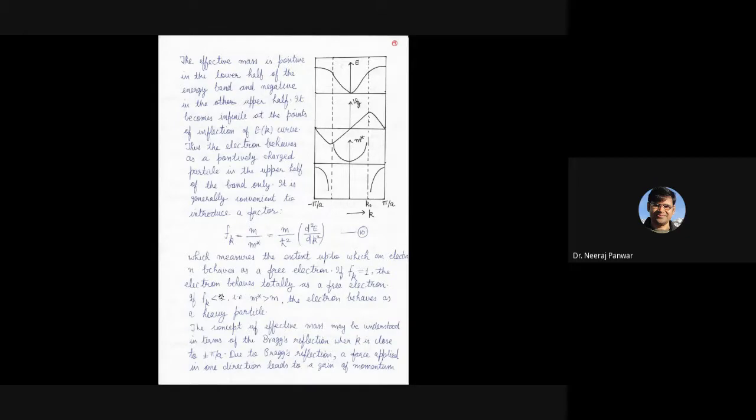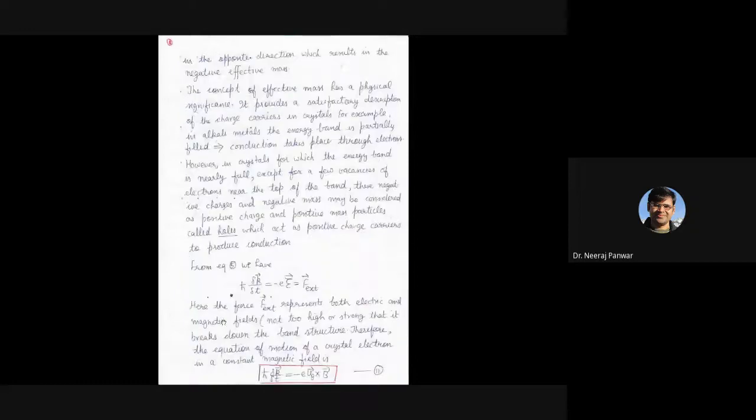If, however, Fk is smaller than 1, the effective mass of the electron would be greater than m. As we have discussed in the first few classes, there are heavy fermions also, in which the effective mass of an electron could be 1,000 times the mass of a free electron. So with this, I would like to conclude.